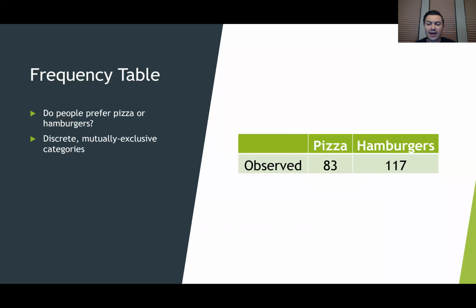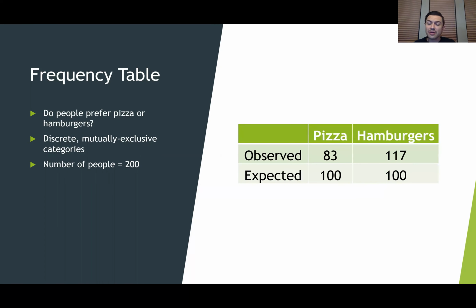So at its core, the chi-squared goodness of fit test is basically just a frequency table where you place into it discrete, mutually exclusive categories. In this case, because we have 200 people and we observed 83 of them ordering pizza and 117 ordering hamburgers, we just put that into our observations. Then we put in our expected values. If we would expect everybody to order pizza or hamburgers randomly, then we would expect that half the people would order pizza and half would order hamburgers, which would give us 100 in each category.